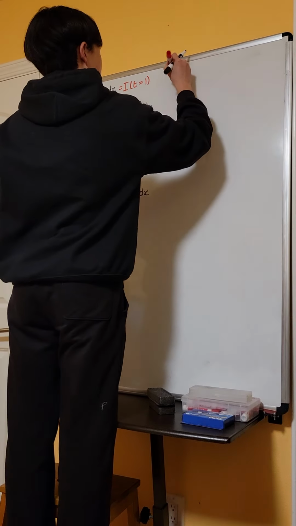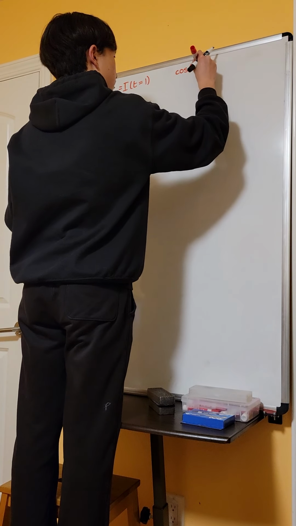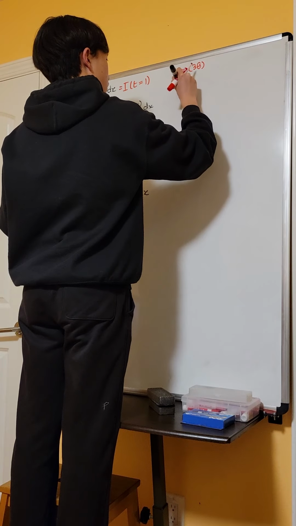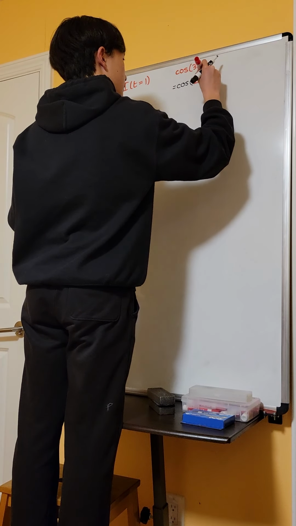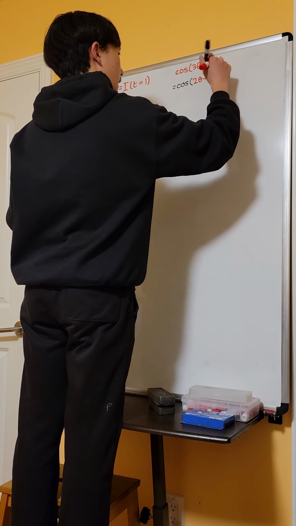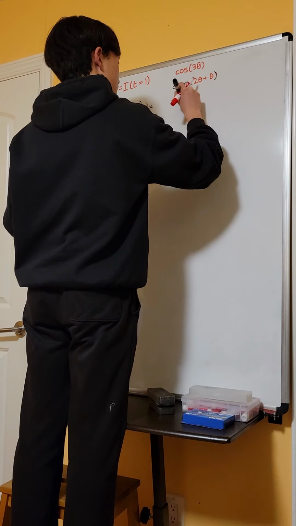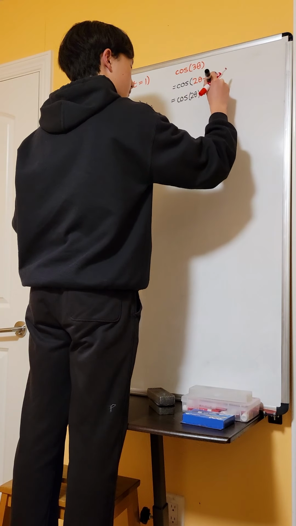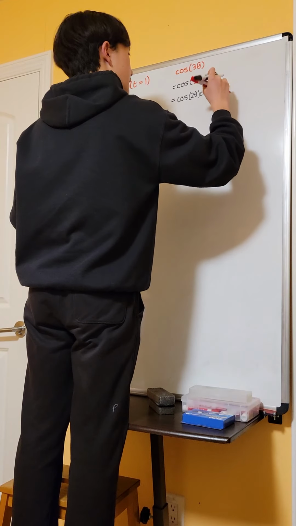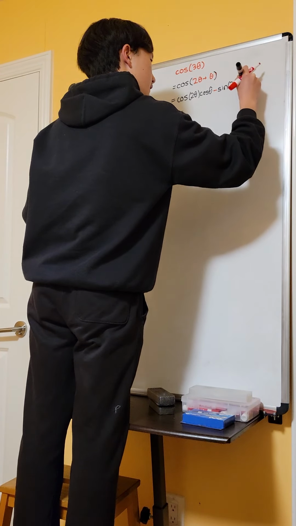So we start off with cosine of 3 theta. Now this is equal to cosine of, you can break up 3 theta into 2 theta plus theta and then use the cosine angle sum. So the cosine angle sum is just cosine of the first times cosine of the second. You want to subtract off sine of the first times sine of the second.